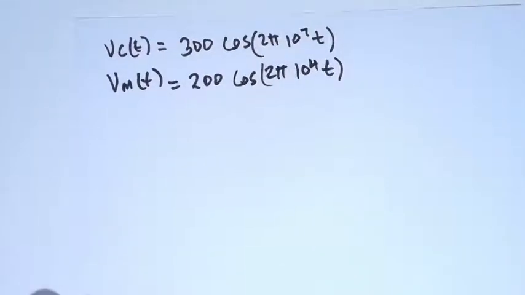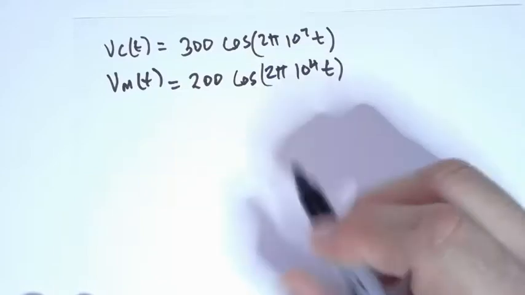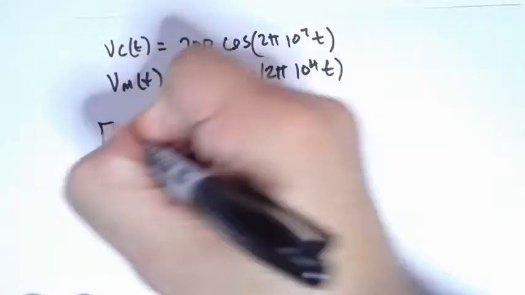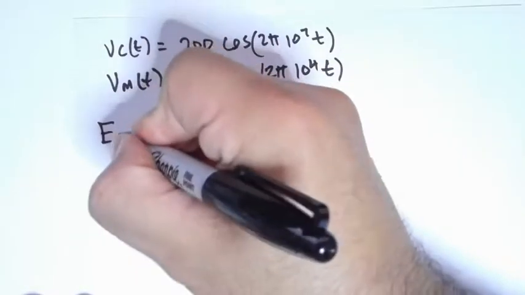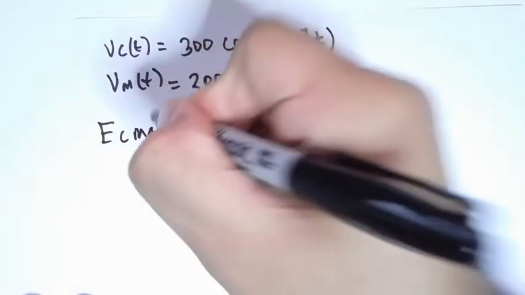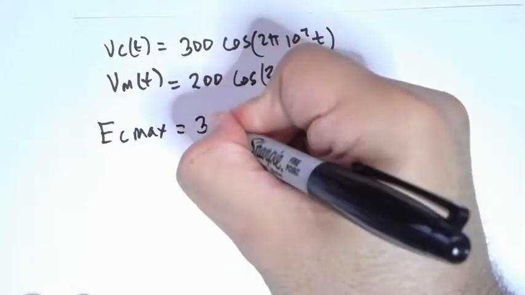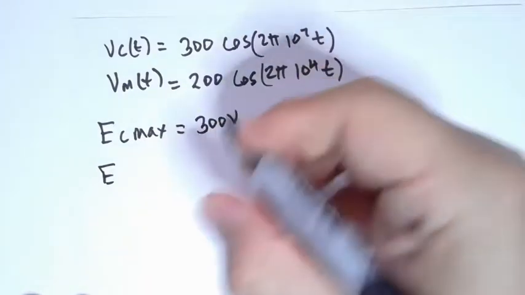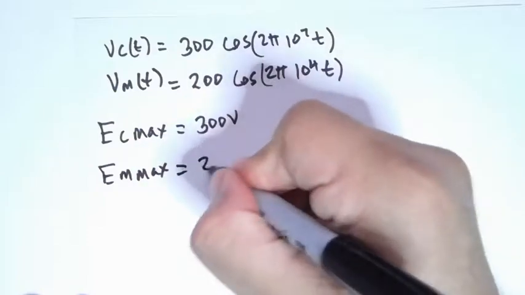Okay, so we need to break this up into some components that we can use. We want to call the amplitude of the carrier signal the voltage of the carrier. That is going to be equal to the peak value, which is going to be 300 volts. Also, the voltage of the modulating signal is going to be the peak value, 200 volts.